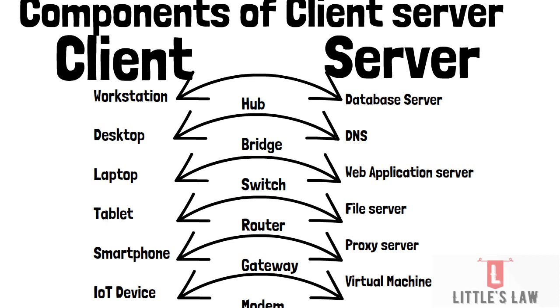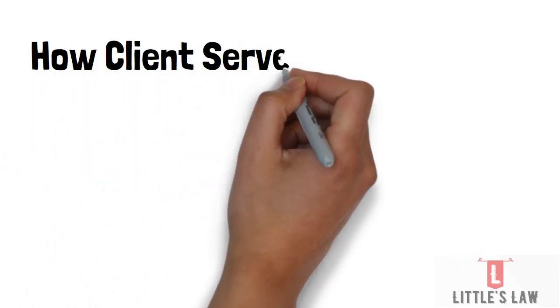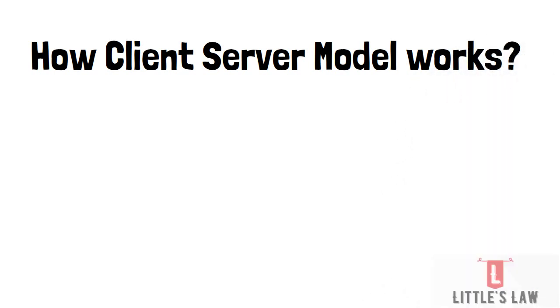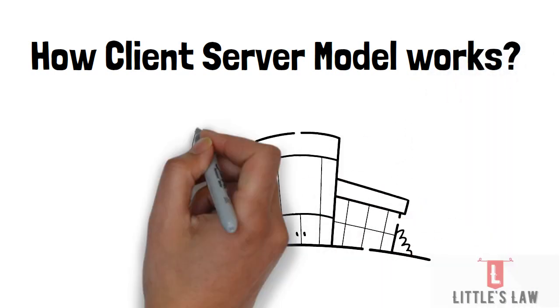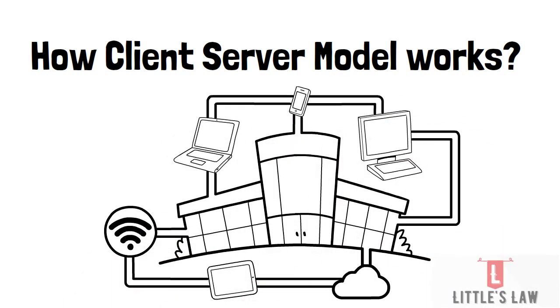So far we saw what a client server model is and some examples of its components. Let's now see how the client server model works. A client server architecture follows this process: a client submits a request through a network enabled device, the network server receives and processes the request, and the server delivers a response to the client.